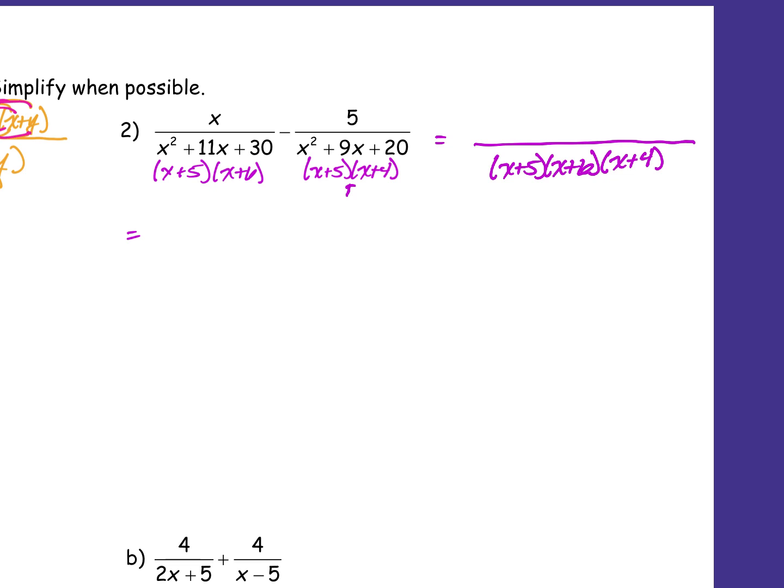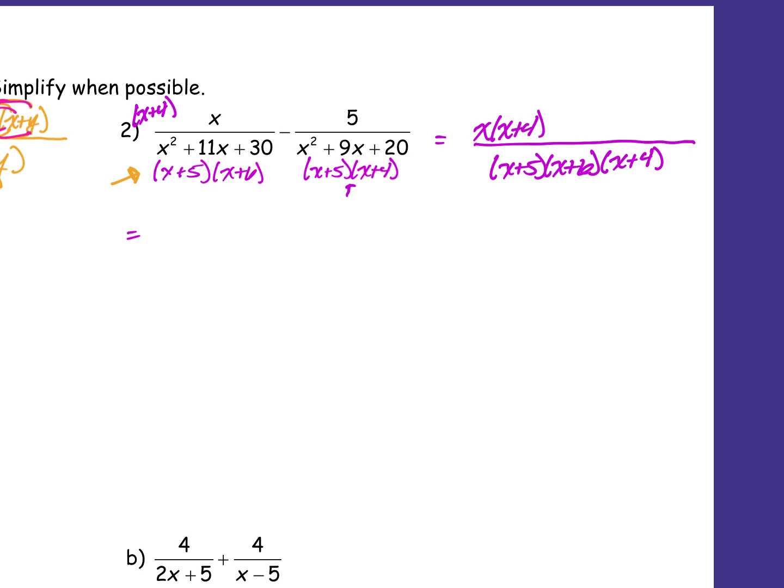Okay? Good. So what is this denominator missing that my common denominator has? What is my first denominator missing that my common denominator has? X plus 4, right? So that means I'm going to take x and multiply by x plus 4. I need to multiply by x plus 4.